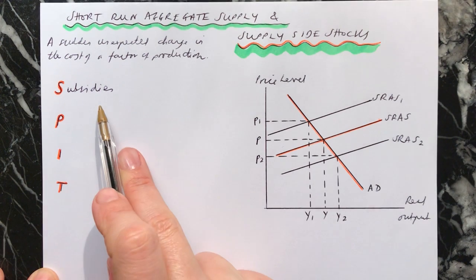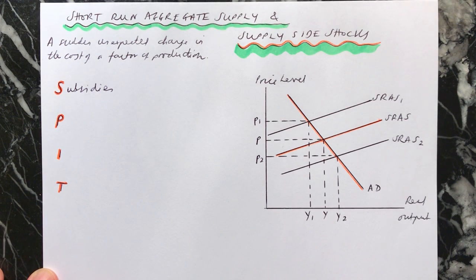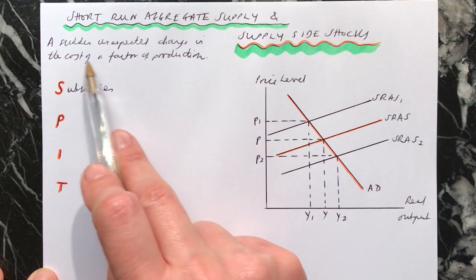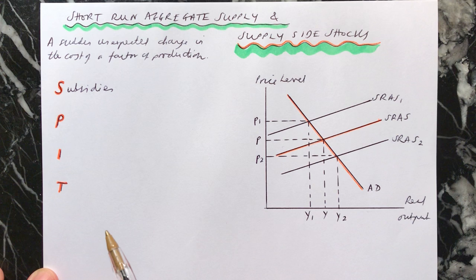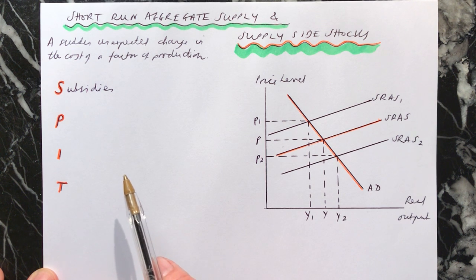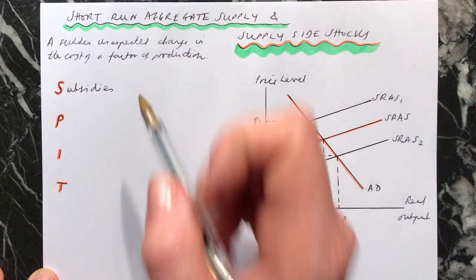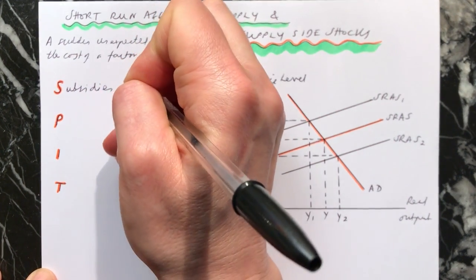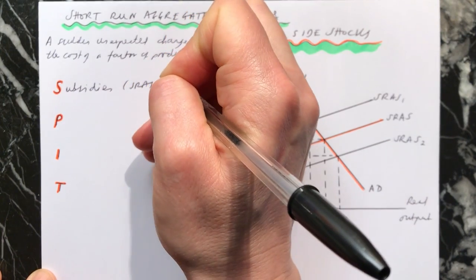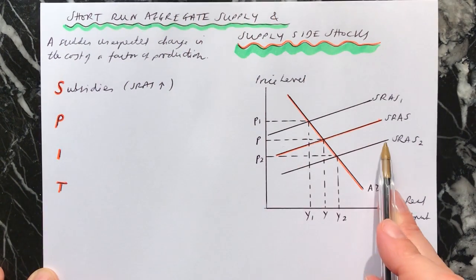And you can remember this with this SPIT, and this stands for, the first one is subsidies. If firms are receiving subsidies, this will mean that effectively their costs of production go down. So the cost of their production will be less. And if the cost of production is less, they'll be capable of producing more. And therefore, this will cause the short-run aggregate supply to increase, and it will shift to the right.